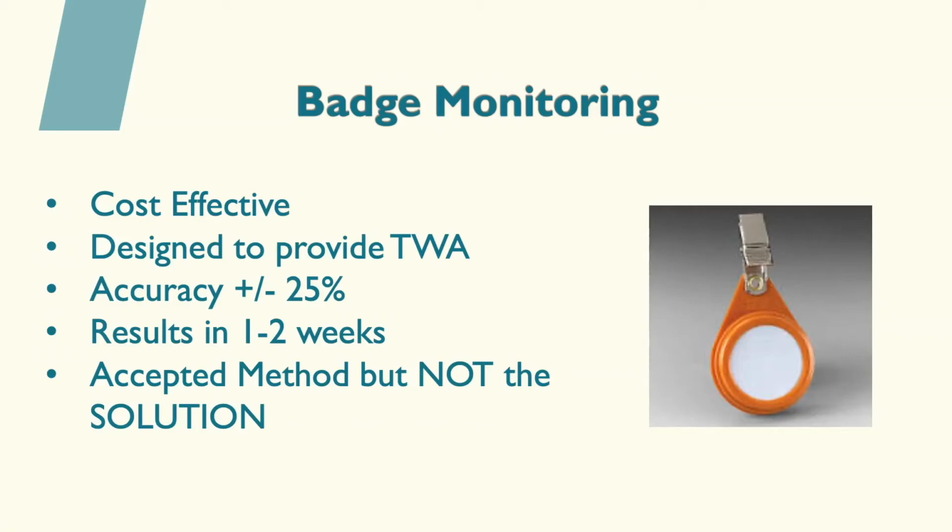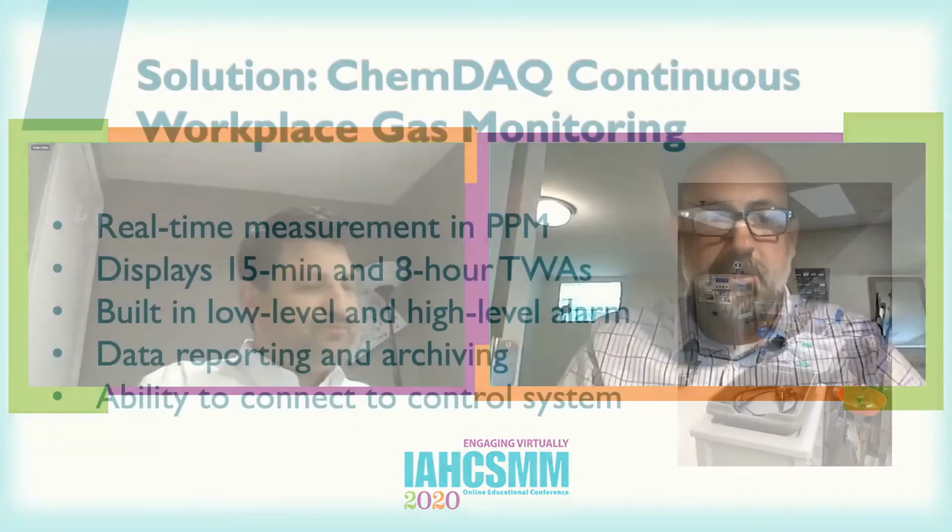So I know, Matt, you said this was an accepted method, right? But not the solution. Well, we at ChemDAQ think we have the solution. An electrochemical sensor is about 10% accuracy compared to the 25% accuracy. And it provides real-time, instantaneous, continuous monitoring.